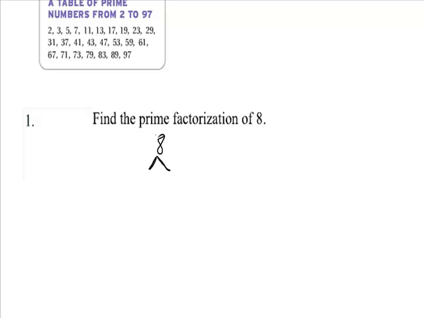So, well, 8 is even. So I can do 2 times 4. Is 2 a prime number? Yes. So I will circle it. Is 4 a prime number? No. Since the answer is no, that means there's a way to factor it other than 4 times 1. And we all know it's 2 times 2. So I will circle those because those are primes.